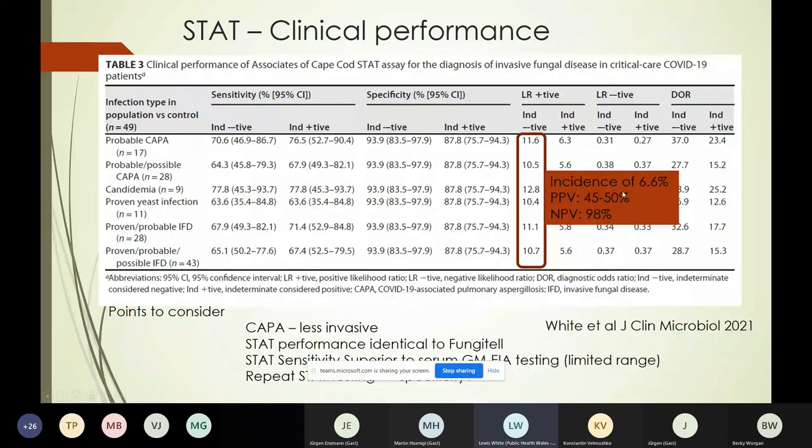And the negative predictive value, even with sensitivity around that 70% mark, is still around 98%. As you mentioned, performance is identical to the original Fungitell, and STAT sensitivity was superior to serum galactomannan testing, which is also limited to invasive aspergillosis, whereas here we're picking up candidemias as well. And of course, repeat or sequential testing with beta-D-glucan does improve the actual specificity.